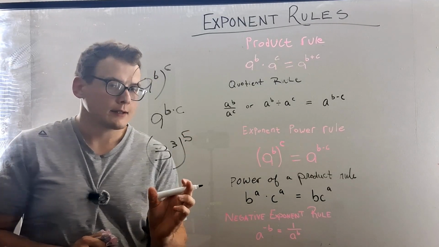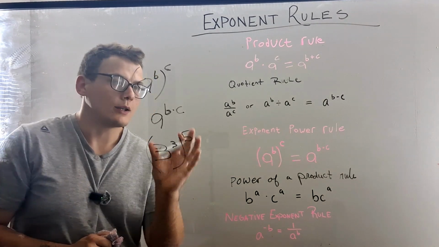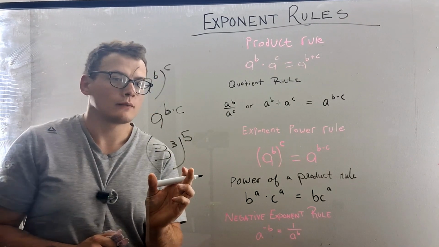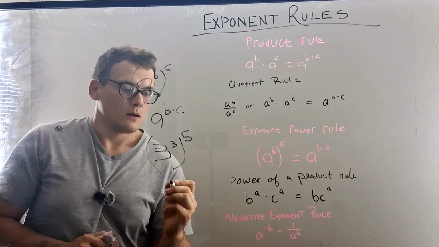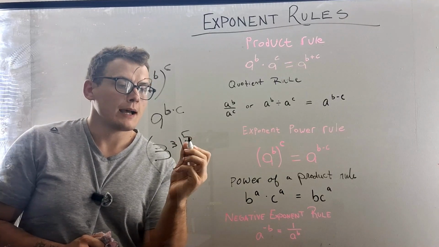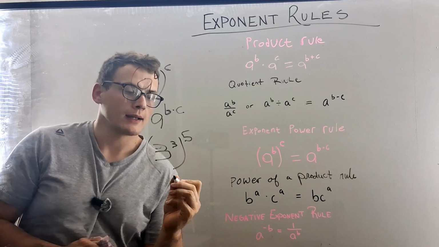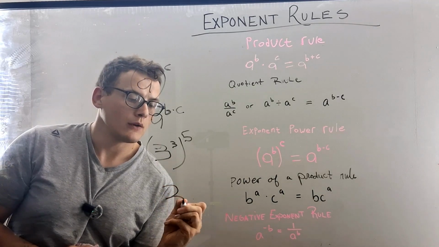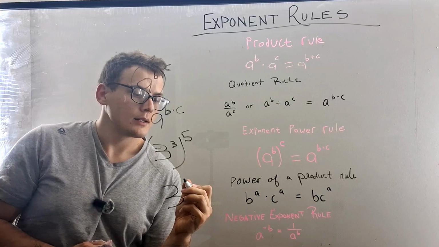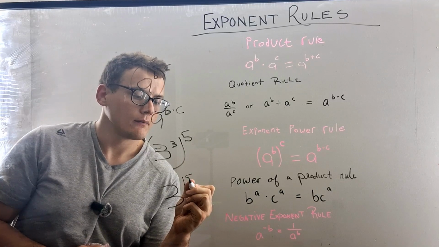Okay? Take a second. I just explained. You can see it generally. How does this work? Okay, what we'll do is multiply the overall exponent by the exponent in the brackets to get a final answer of 3 to the 15th power.